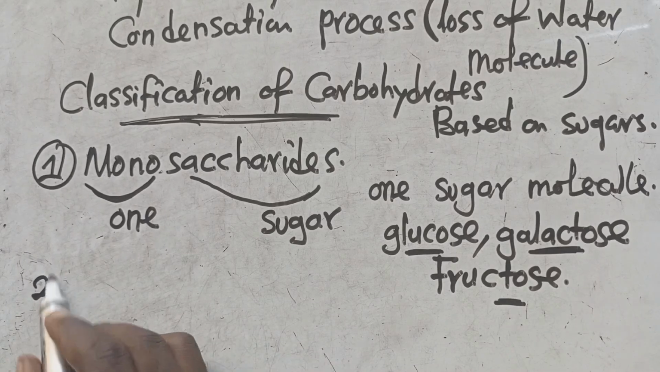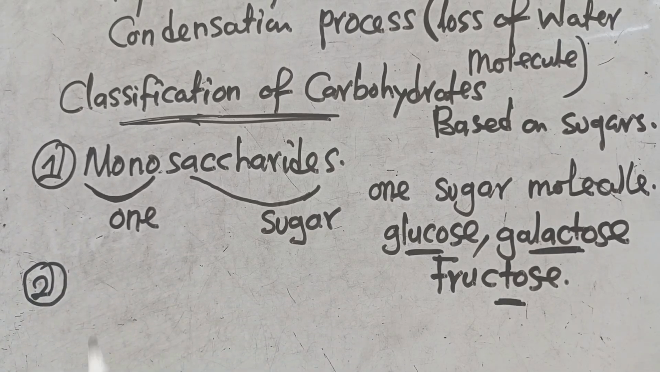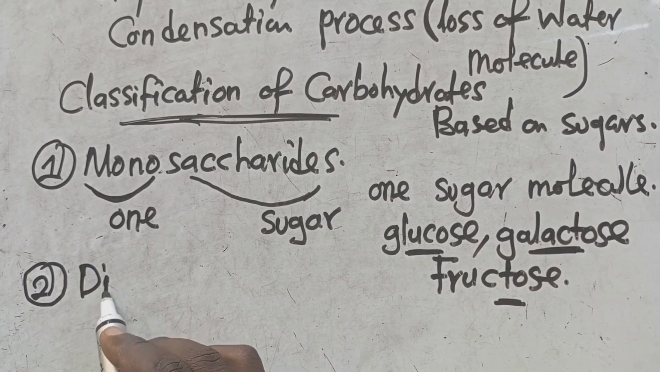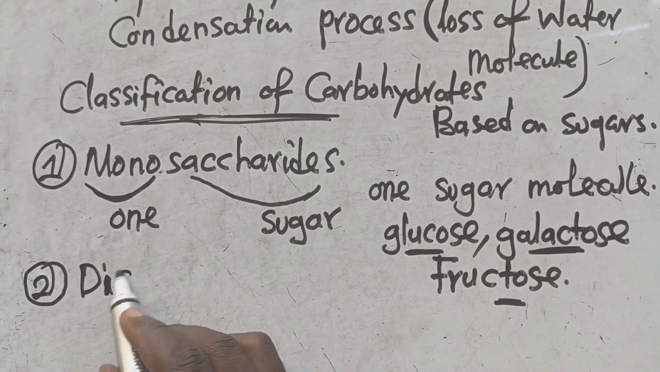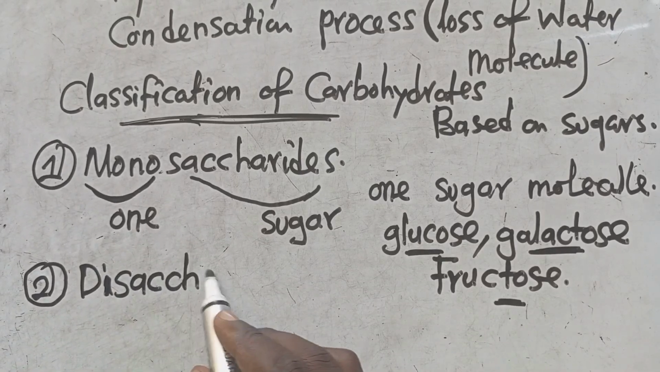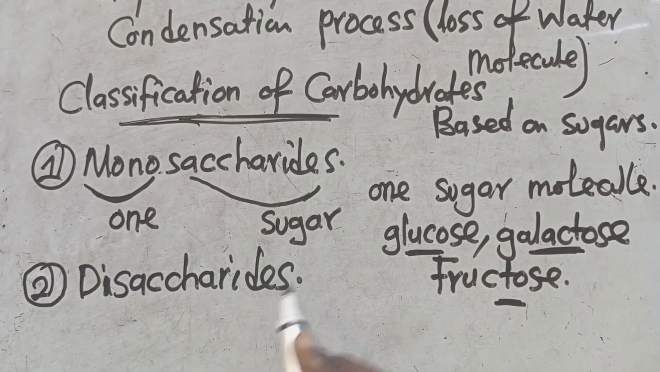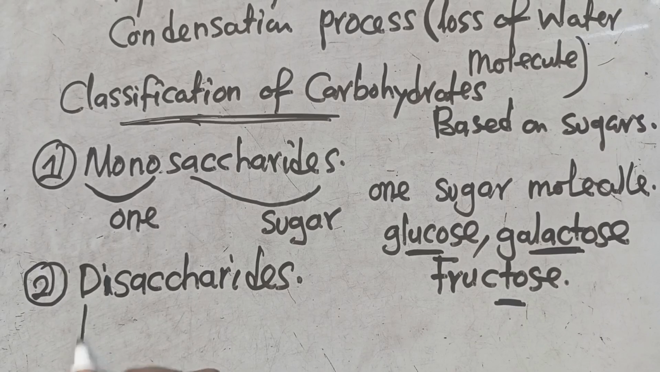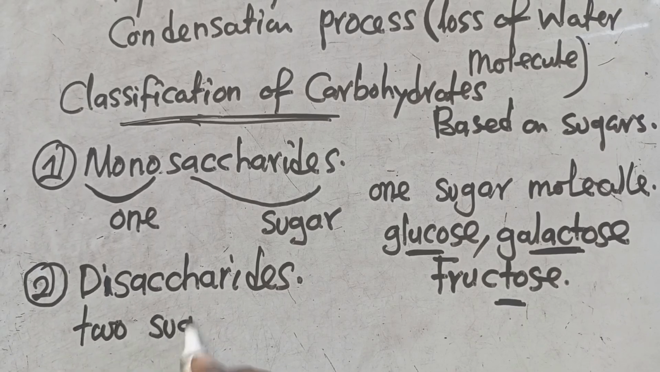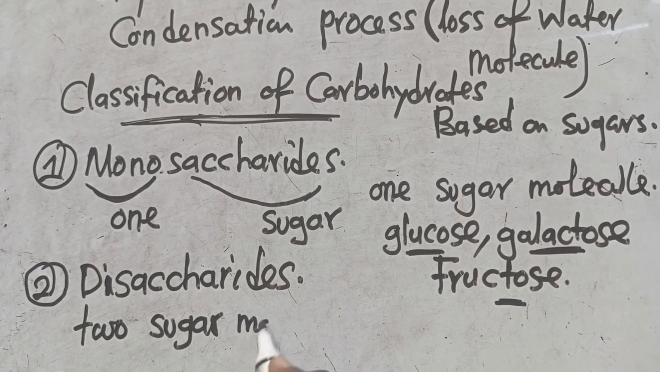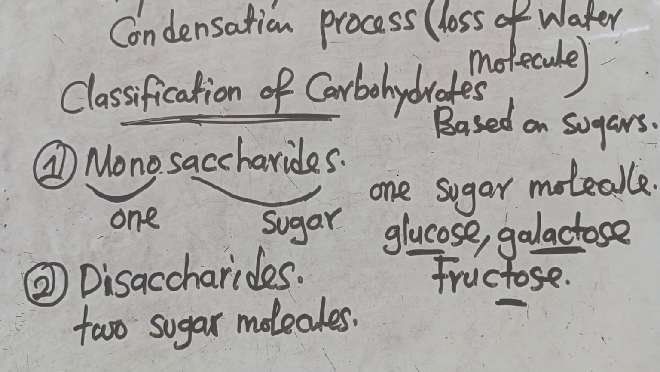Away from this, we also have another one that we call the disaccharide. The moment you hear the word di, it means there are 2. So here we are talking about 2 sugar molecules. This is something you are supposed to know. A disaccharide is a carbohydrate that contains 2 sugar molecules.